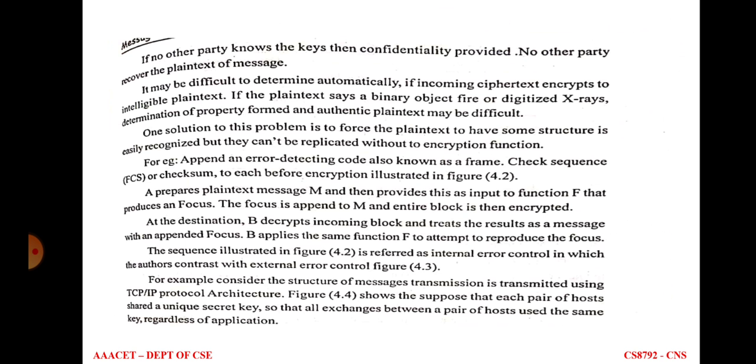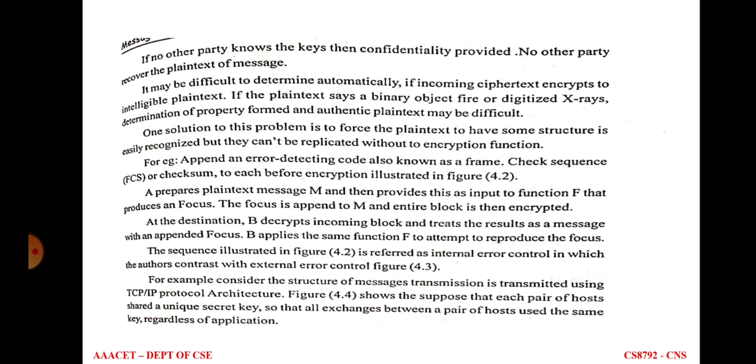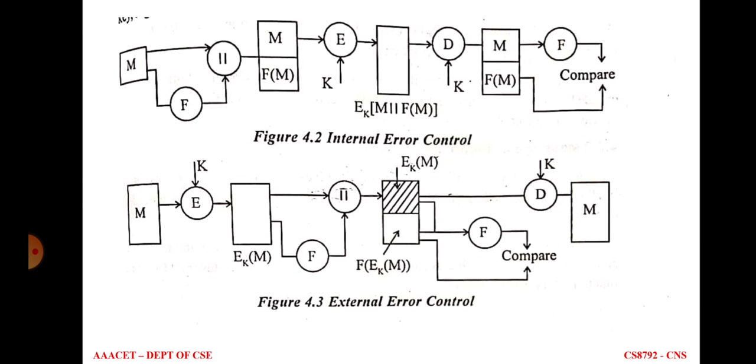There are two error control concepts here. One is internal error control and the second one is external error control. Append an error detecting code, also known as a frame check sequence, or checksum, that is FCS, to each message before encryption, as illustrated in Figure 4.2, that is internal error control. A is the source. The source prepares some message M, which is the input to the function F.